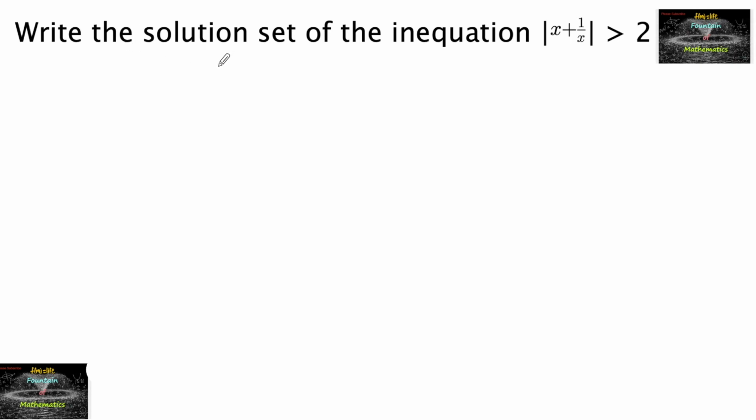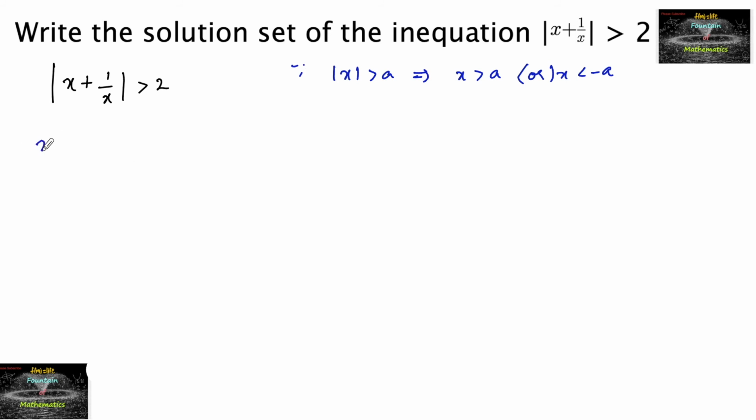Write the solution set of the inequation mod of x plus 1 upon x is greater than 2. Since we have a property in inequality, mod x greater than a implies x is greater than a or x is less than minus a. So let's use this property. So we have x plus 1 upon x is greater than 2 or x plus 1 upon x is less than minus 2.